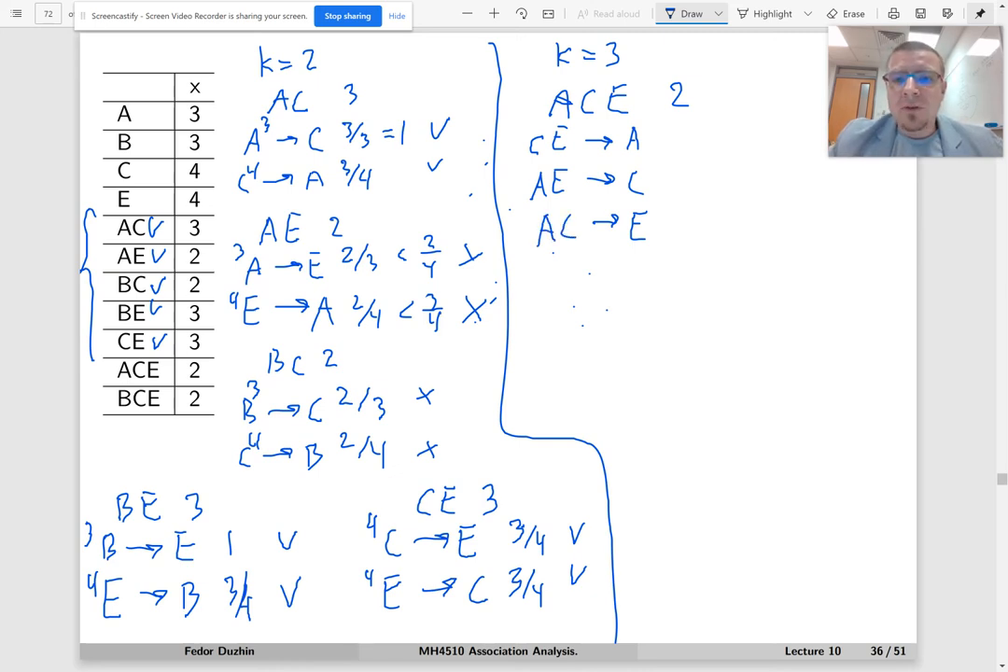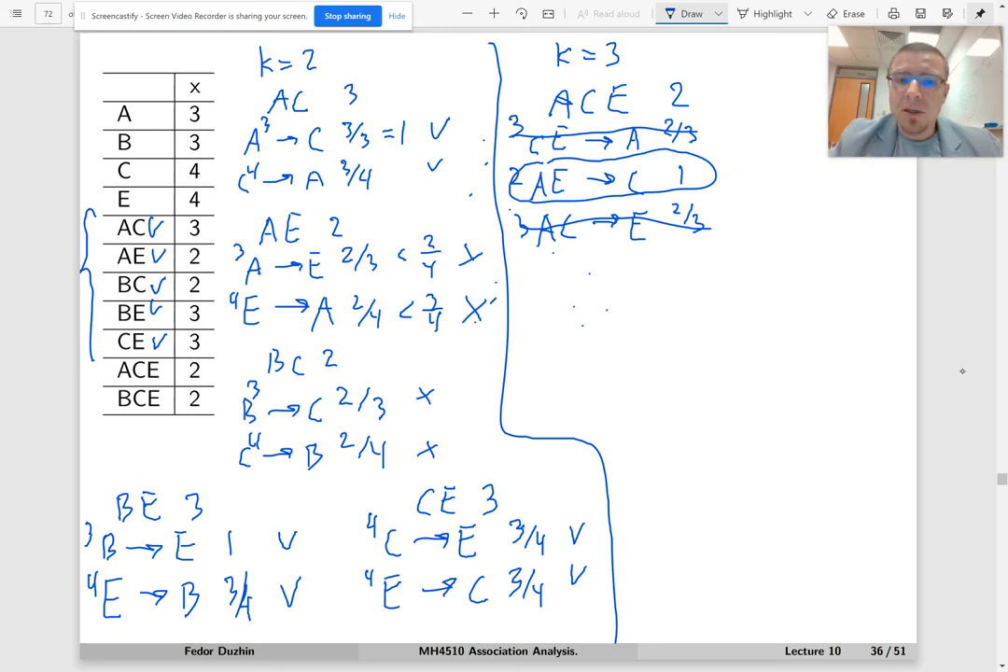So let us look at the count of the left-hand side in all the 3 cases. So the count of CE is 3. The count of AE is 2. And the count of AC is 3. All right, so the confidences are 2/3 here, 2 over 2, which is 1 here, and 2/3 here. So 2/3 is below our threshold, which means that these 2 are out. So we don't bother about them anymore. But here the confidence is 1. So we should try exploring them further, right?